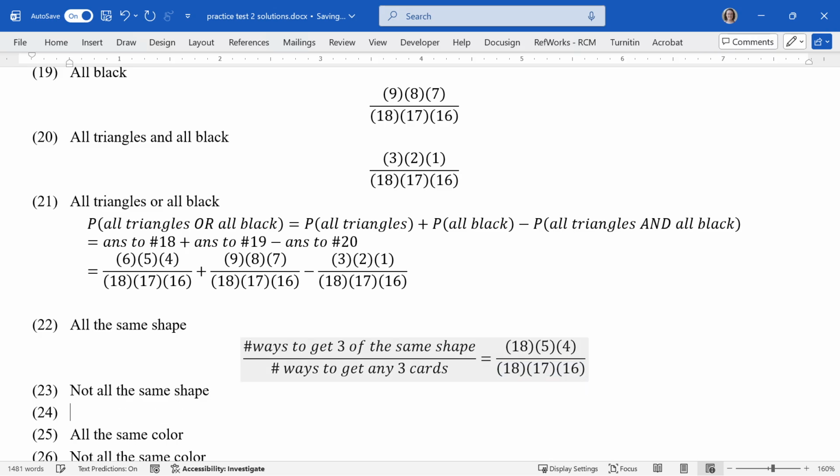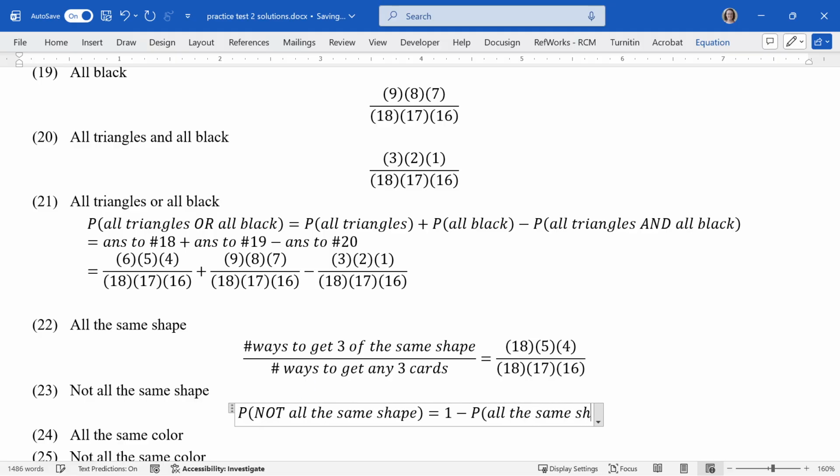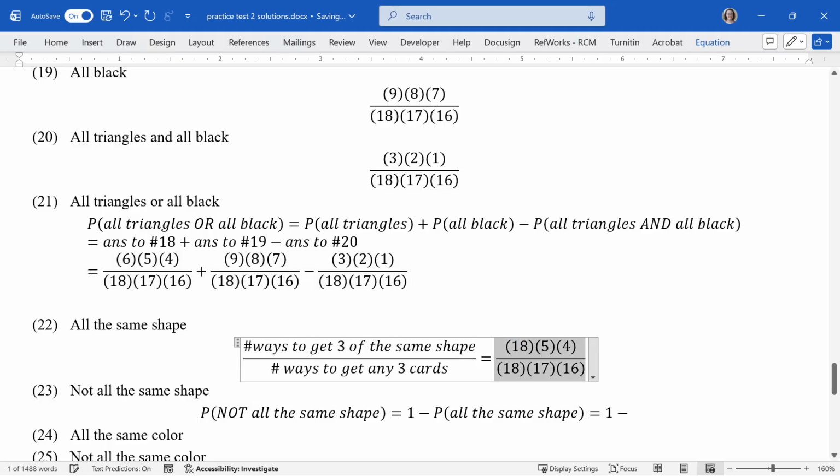Number 23, not all the same shape. So I've just taken 22 and I've put the word not in front of it. So I'm going to use the probability formula for not. So not all the same shape is 1 minus the probability that they are all the same shape. So this is going to be 1 minus my last answer. By the way, you can cancel the 18s from the top and bottom here if you want to.